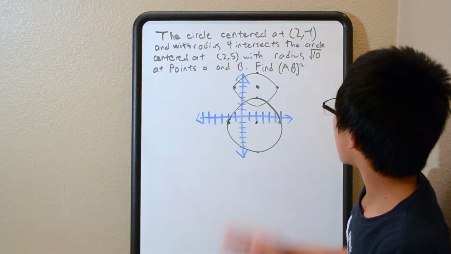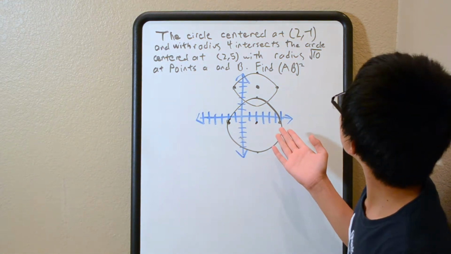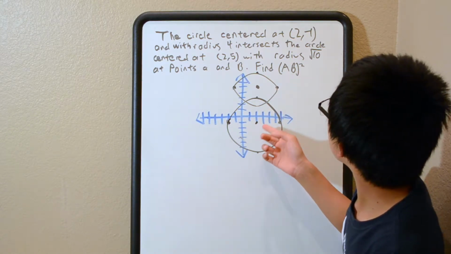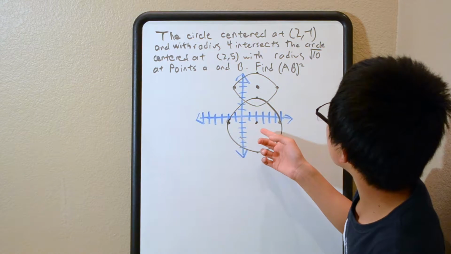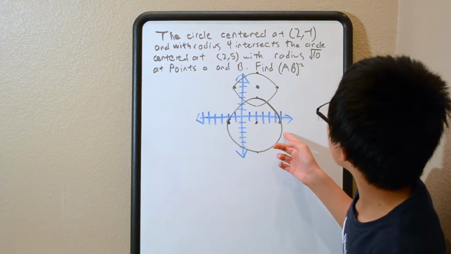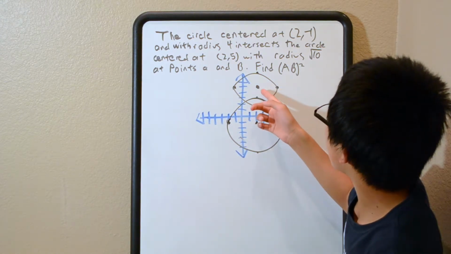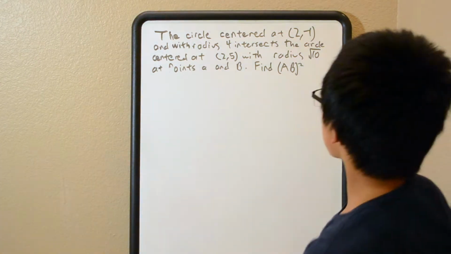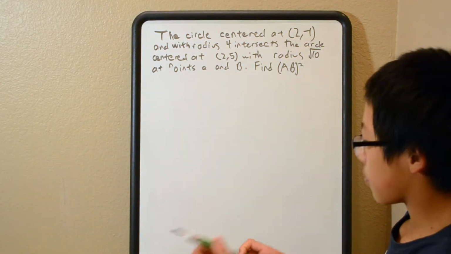Here I've drawn a rough sketch of how the two circles should look, with the first circle centered at the point (2, -1) with a radius of 4, and the second circle centered at the point (2, 5) with a radius of √10. So now let's start solving this problem.